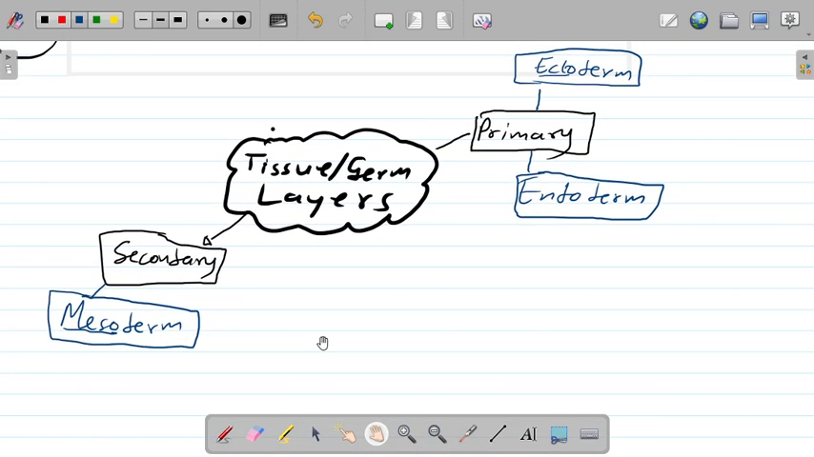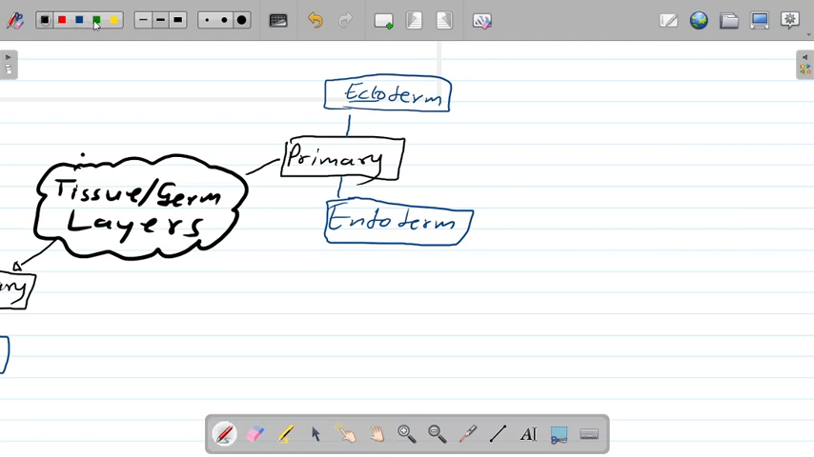So we have the outermost layer. If I was to quickly draw it, although the drawing is not accurate, this is the ectoderm, an organism with an ectoderm, and then we'll have an organism with an endoderm.